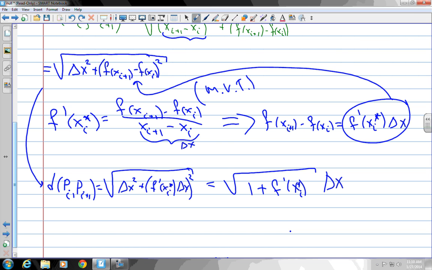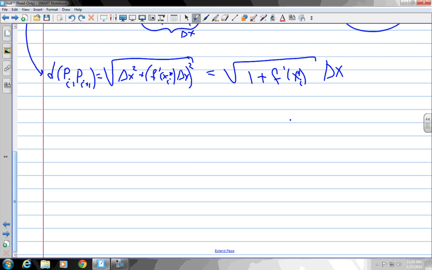Well, this denominator is the same as delta x. So just multiply both sides by delta x. So you'll get this, which is the numerator equals... So this will be the length of one little piece, right? So I'm going to add them all together.